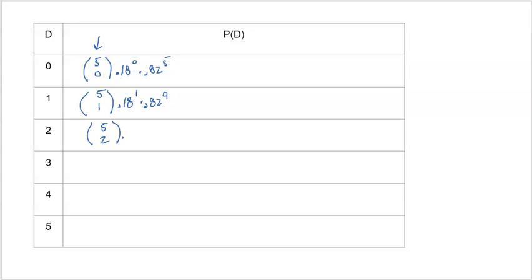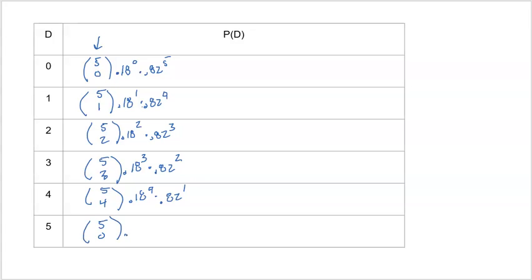5, choose 2, 0.18 squared, 2 defective batteries, 0.82 to the 3rd, 3 non-defective. 5, choose 3. That's 0.18 to the 3rd, 3 defective batteries, times 0.82 to the 2nd, 2 non-defective batteries. 5, choose 4, 0.18 to the 4th, 4 defective batteries, times 0.82 to the 1st, 1 non-defective battery. Finally, 5, choose 5, that's 0.18 to the 5th, all 5 are defective batteries, times 0.82 to the 0, none of them are not defective.